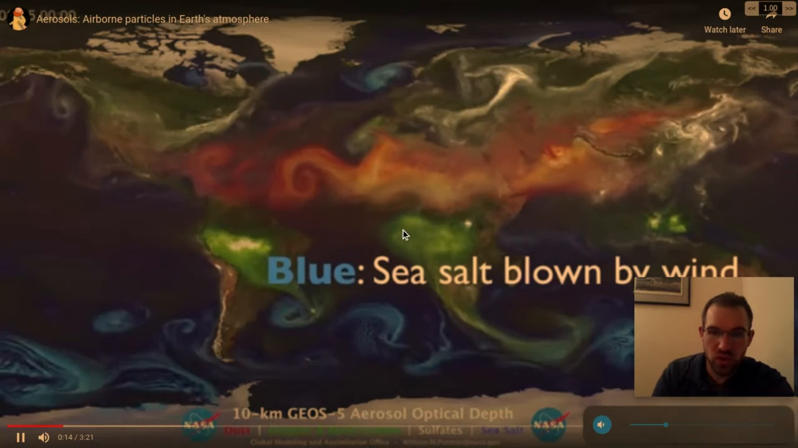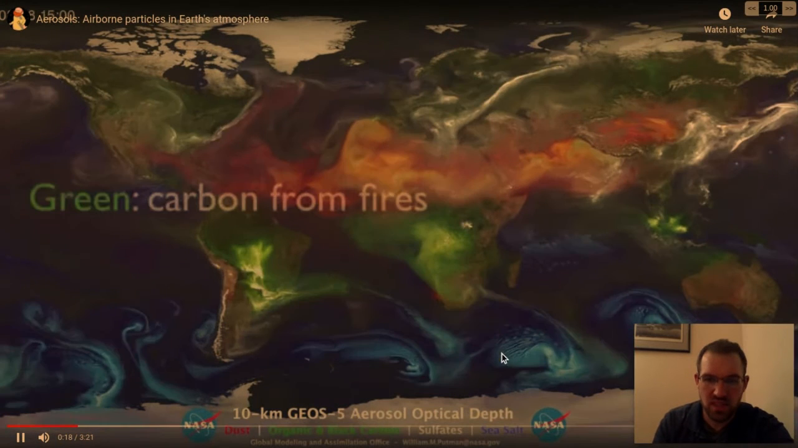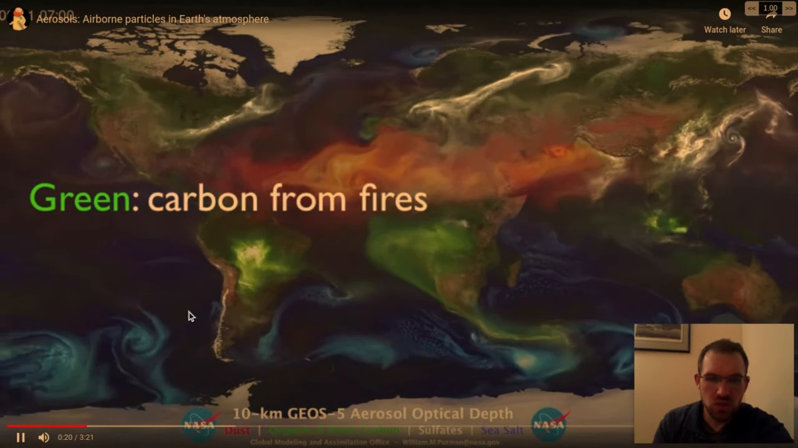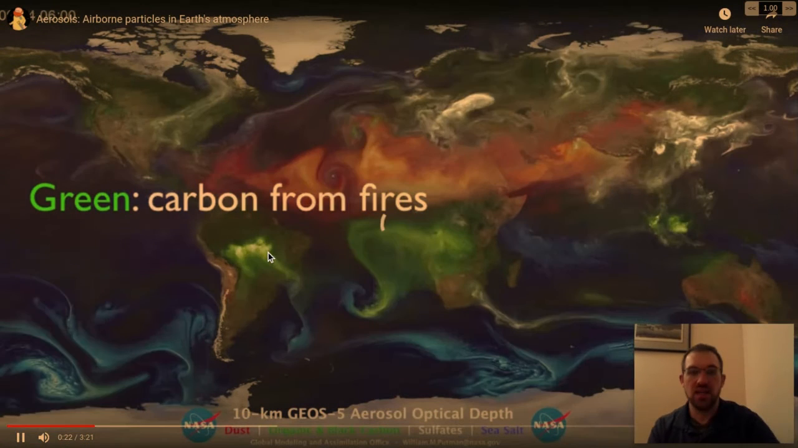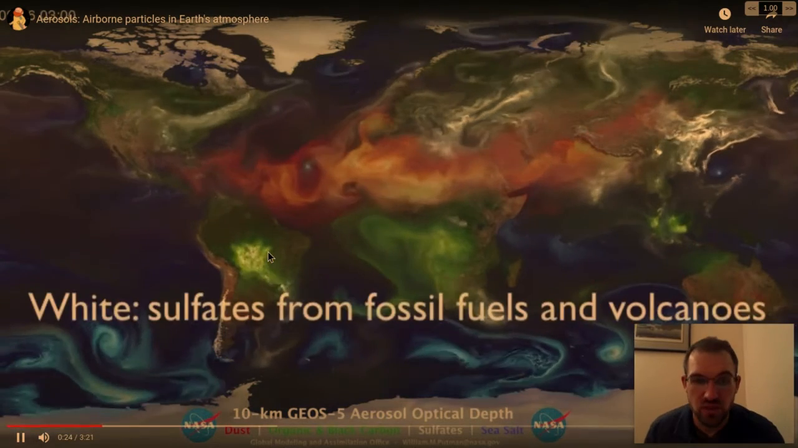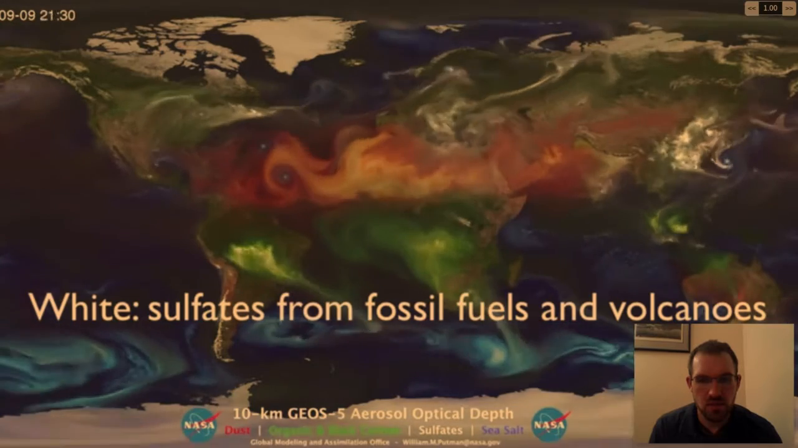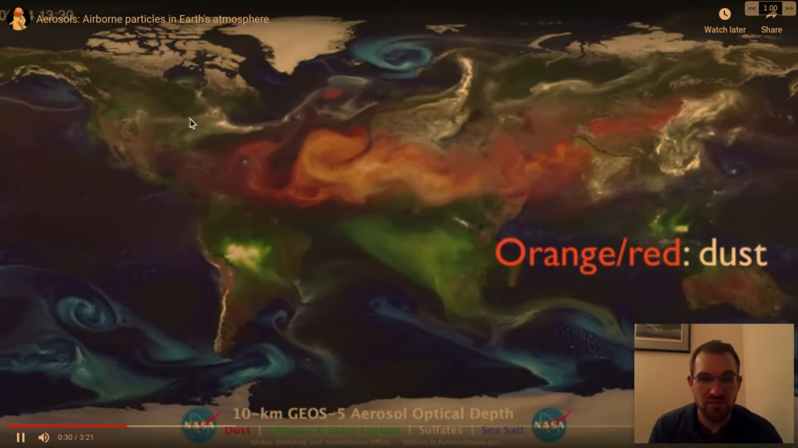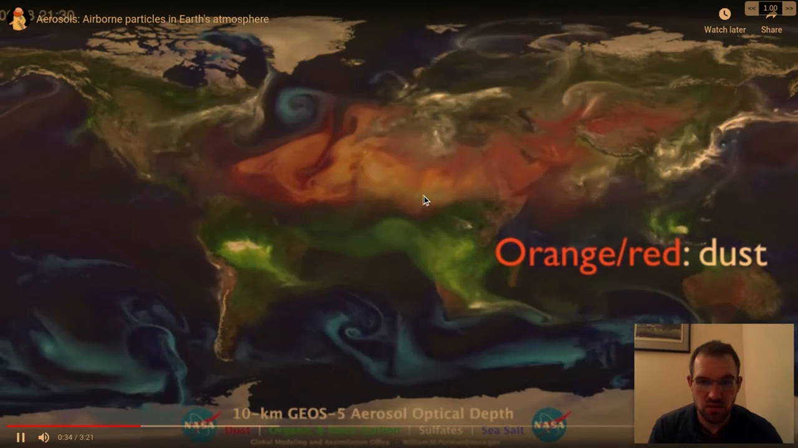The blue is exaggerating the amount of sea salt that's in the air. So the blue is down over here, picked up from the oceans. Green is representing the carbon dioxide that is being released from forest fires. So of course that happens from areas where there's a lot of forests. The white is from fossil fuels and volcanoes. And then the orange red is just dust.